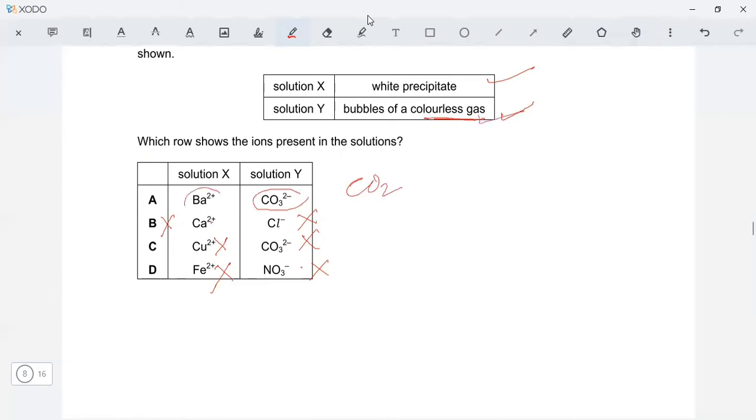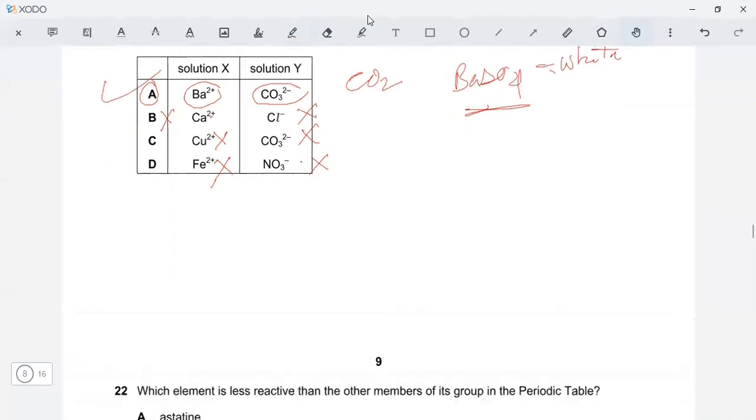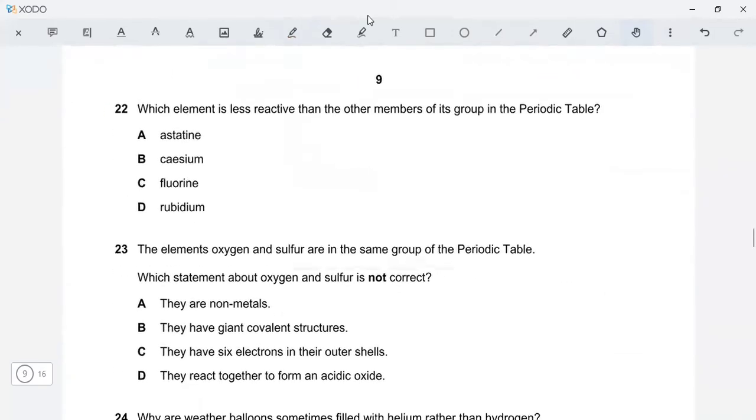And of course, barium two plus means barium sulfate. The barium sulfate compound might be there, so that is why the color is supposed to be white. So option A will be the right answer. This is barium sulfate, so a white precipitate, right? Carbonates give carbon dioxide gas, which gives bubbles of colorless gas, right? But chlorine gas is green. Here they mention the chloride ion, not the gas. Okay, the answer is A.